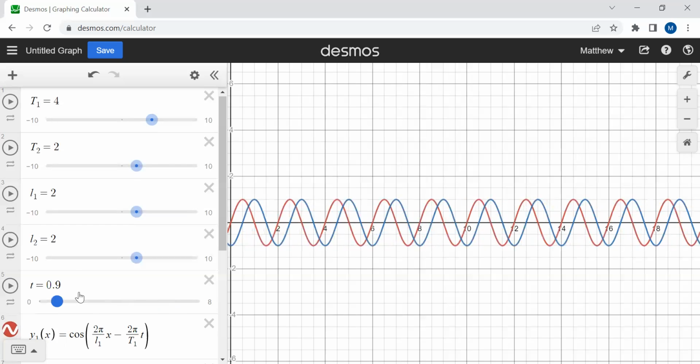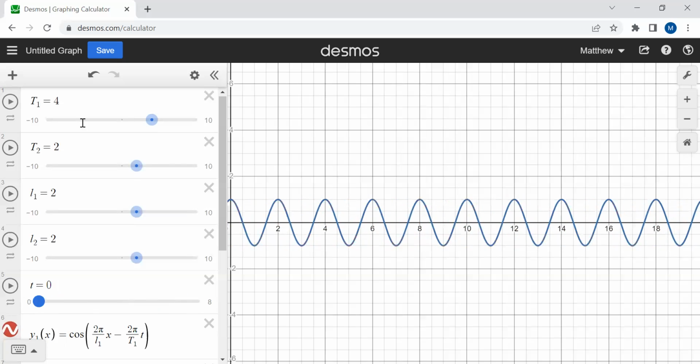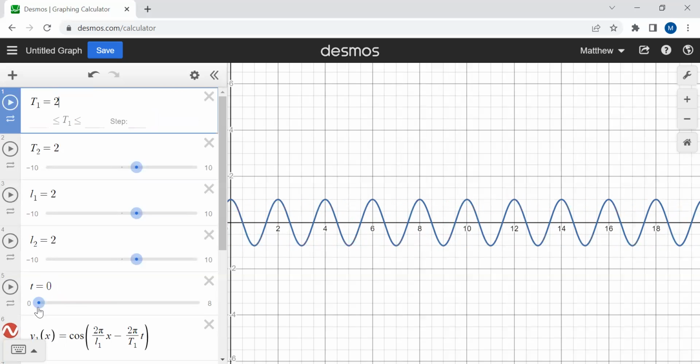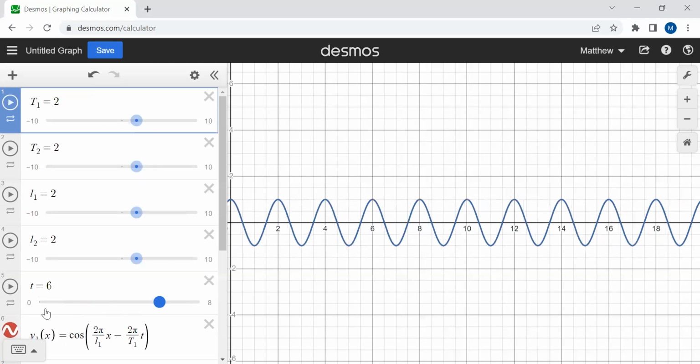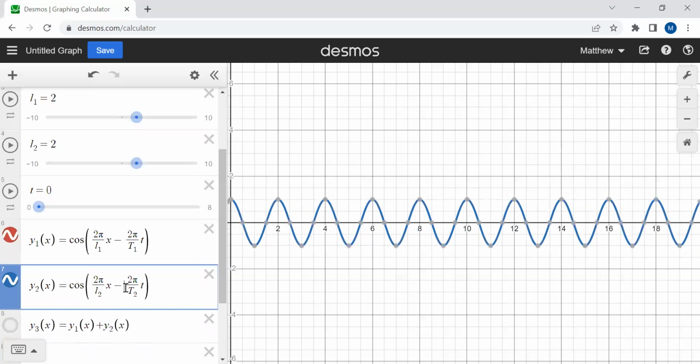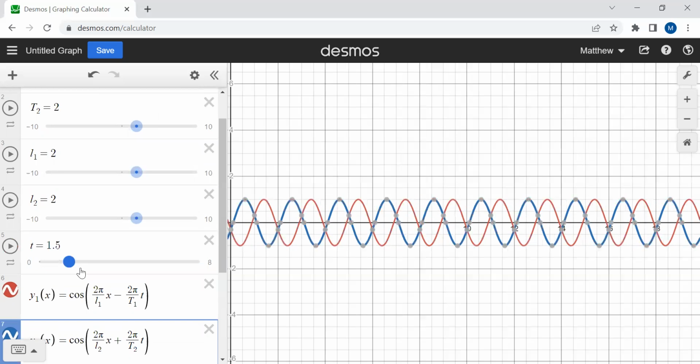It means a higher frequency. Where if I give wave 1 a period of 2 seconds, then the waves will never separate. They'll be the exact same. However, if I make wave 2 travel in the opposite direction, you can see that they do separate because they're traveling in opposite directions.